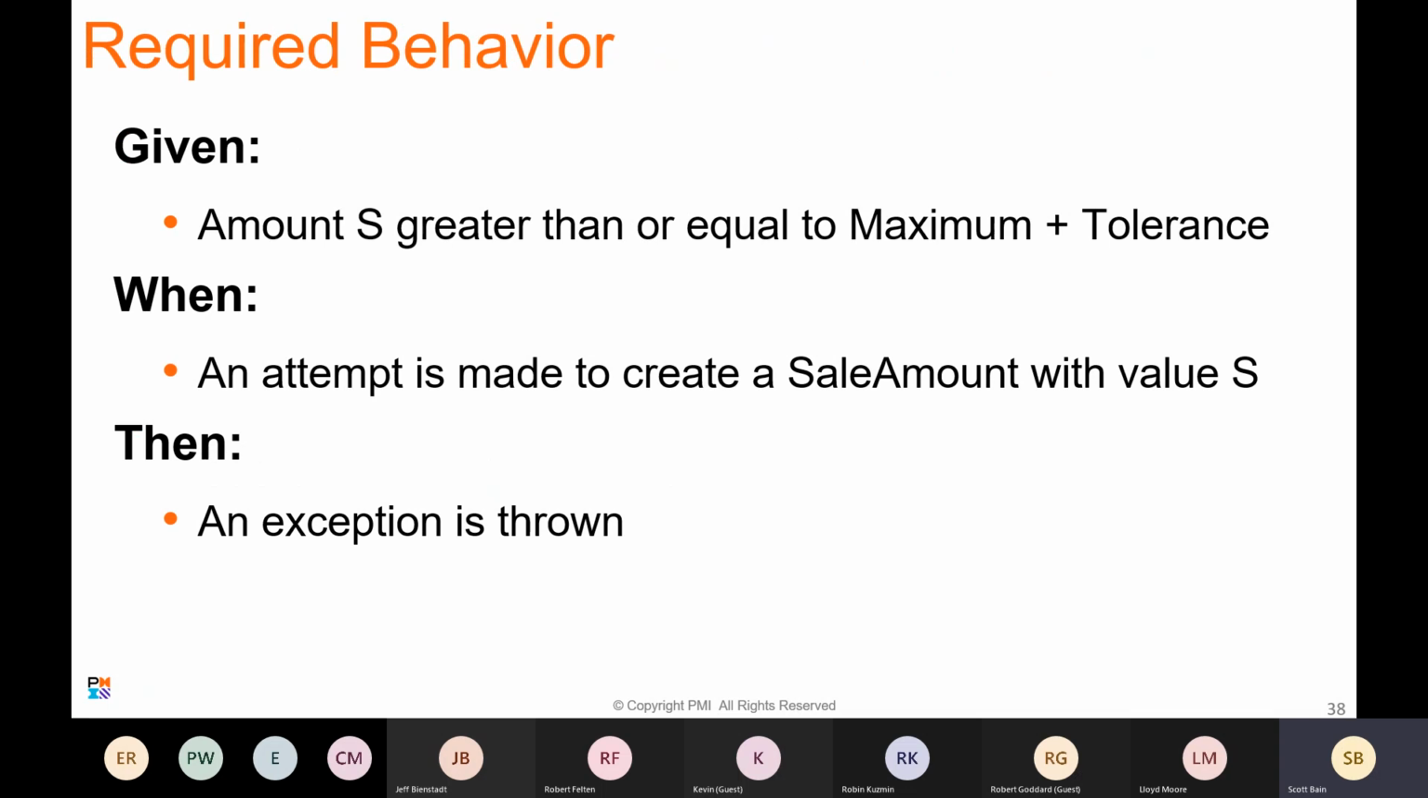Given amount X greater than or equal to maximum plus tolerance, when an attempt is made to create a sale amount with value X, an exception is thrown. Positive requirement, easy to express. Bit of a side note. Maximum and tolerance are defined in other tests, so we don't redefine them here as 1,001 cents. We use them as defined elsewhere. This prevents redundancies and lowers coupling in the test suite. These are very important things to attend to as the test suite grows large. And again, without those other tests, we would not be able to do so.